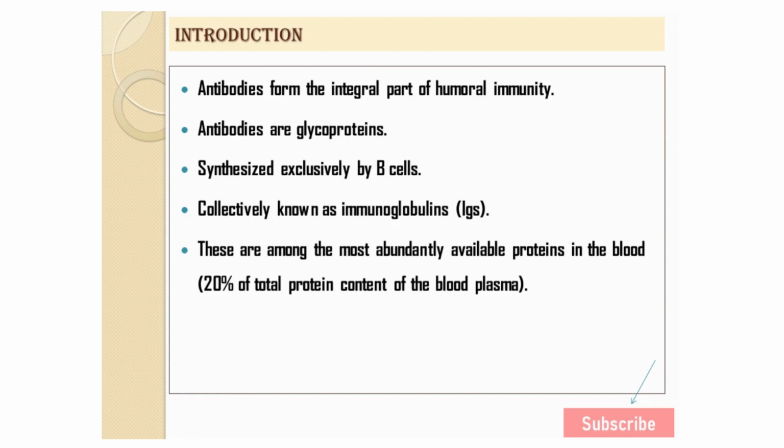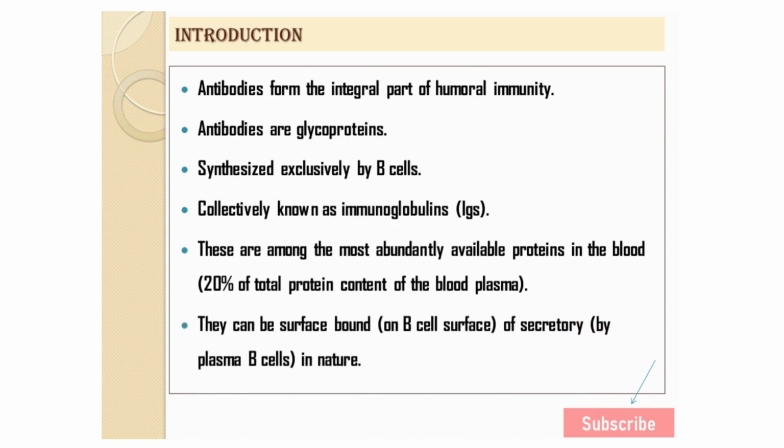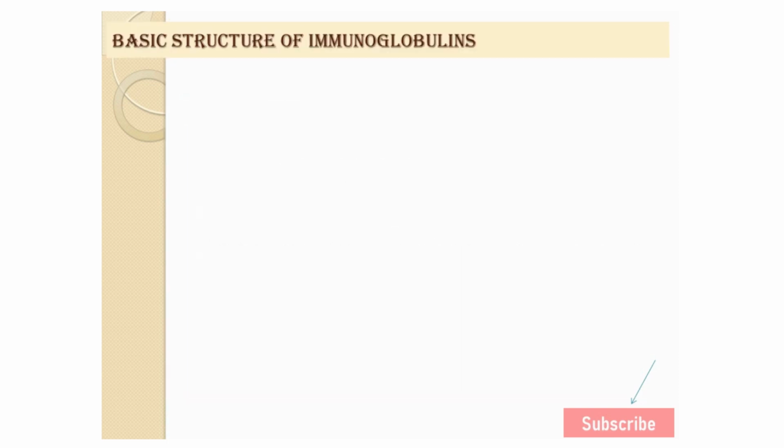They can be surface-bound or secretory in nature. If they are surface-bound, they are found on the B cell surface, while plasma B cells are specific for producing or secreting the secretory antibodies. Now coming to the basic structure of immunoglobulins.